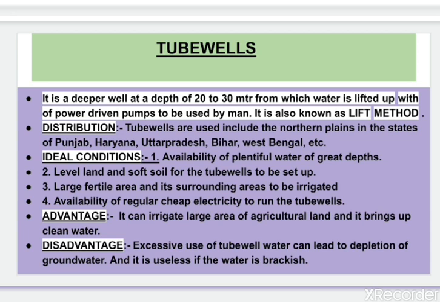Next, advantages. It can irrigate a large area of agricultural land and it brings up clean water. Next, we will learn the disadvantages. Excessive use of tube well water can lead to depletion of groundwater, and it is useless if the water is brackish, meaning the salt content in that water is really high, so that is not useful.